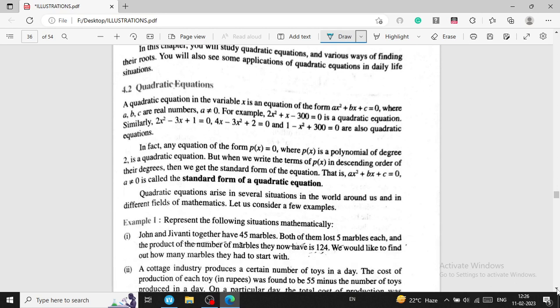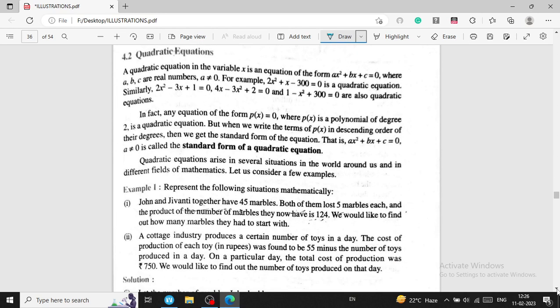Now, the next topic is quadratic equations, the standard form of quadratic equations. You have to remember this is the quadratic equation form: ax square plus bx plus c. This is the standard form.